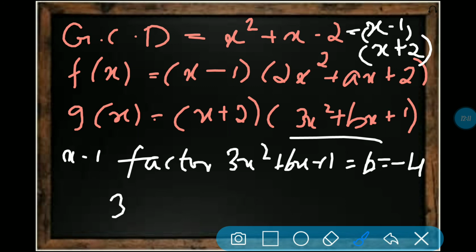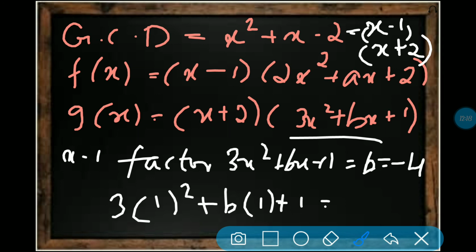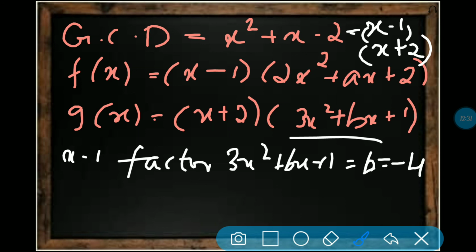So that one I'm not doing fully. If you want, I will just do it roughly. 3 into 1 square plus b into 1 plus 1. 1 square is 1, so 3 plus b plus 1 is 4 plus b. We move it to RHS and it becomes minus 4, that's it. So very simple it is.